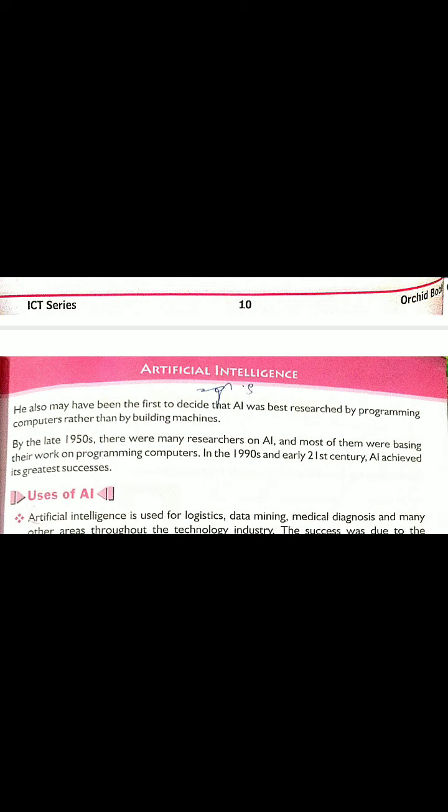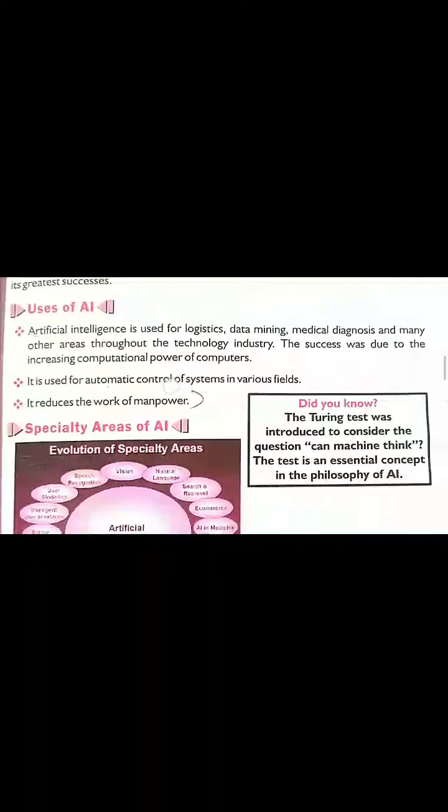By the late 1950s, there were many researchers in AI, and most of them based their work on programming computers. In the 1990s and early 21st century, AI achieved its greatest success. After so much research, in the 21st century artificial intelligence has become very successful, and nowadays we are using it in our day-to-day life.